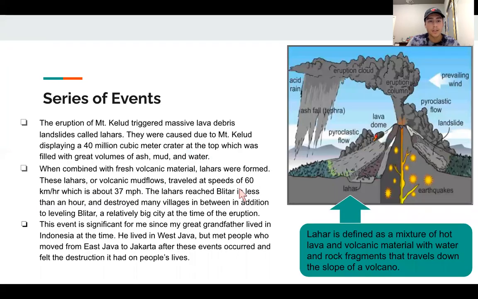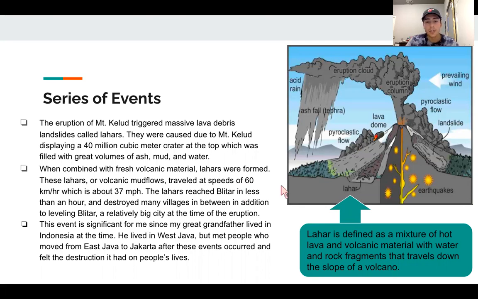So, series of events. The eruption of Mount Kelud triggered a massive lava debris landslide called Lahar flow, and they were caused due to Mount Kelud displaying a 40 million cubic meter crater at the top, which was filled with great volumes of ash, mud, and water. So, when this volcanic material mixed with the materials at the top of the crater, it caused these lahars to form. And they're also called volcanic mud flows, and they traveled at speeds of up to 37 miles per hour, which is pretty fast.